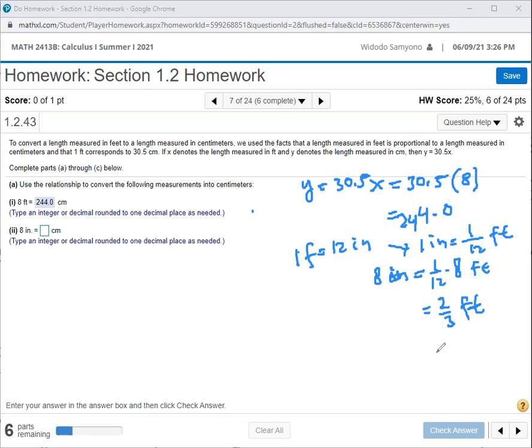So that means this equals 30.5 times 2/3. Yeah, so you need to answer in decimal, rounded to 1 decimal place, right? Yeah, you need to use your calculator.